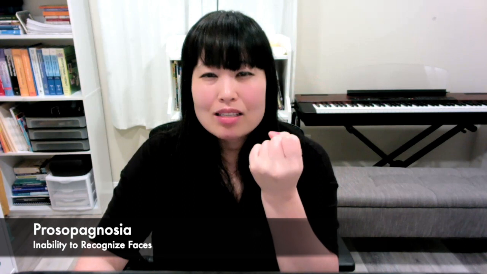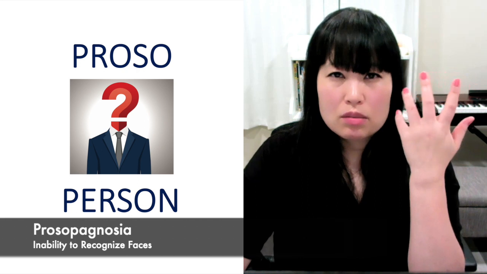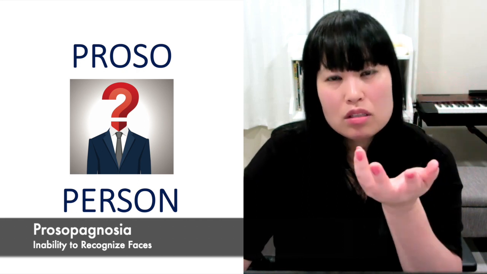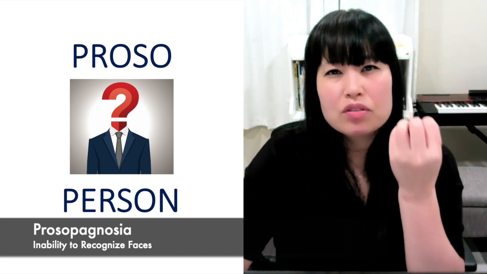Then there is prosopagnosia. This one is the inability to recognize faces, which makes sense because the origin of the word proso means face. Not surprisingly then, this deficit is sometimes referred to as facial blindness. And in some cases, patients may not even recognize their own face in the mirror or in a photo. The way I remember this one is to just think of the word proso, person, since proso looks and sounds somewhat like a person. So inability to recognize a person's face.